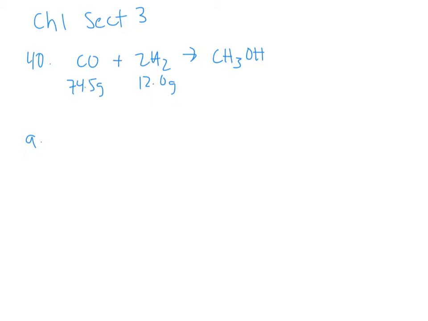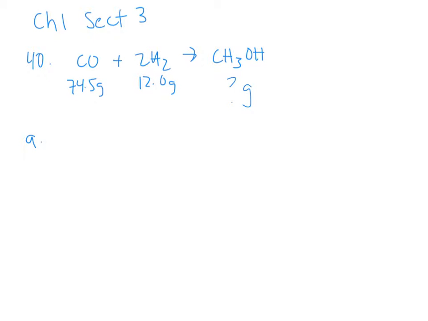Welcome. This video is going to continue looking at problems from Section 3 of Chapter 1 in the Brown IB textbook. Question number 40 tells you have methanol that can be made by the following equation. And they've said you have a reaction mixture of 12 grams of hydrogen and 74.5 grams of carbon monoxide. So you want to know your theoretical yield, which would be in grams, of CH3OH. So that's another way of saying what's your limiting reactant.